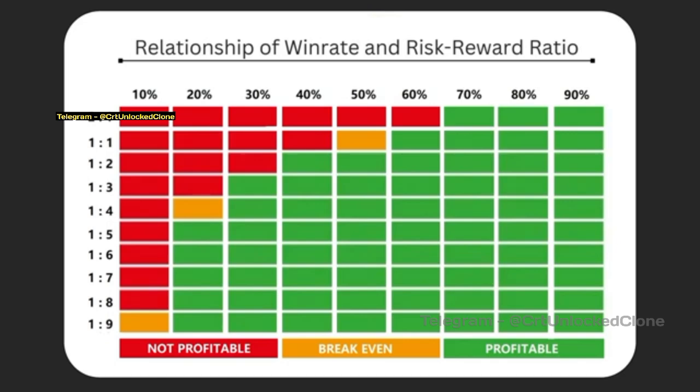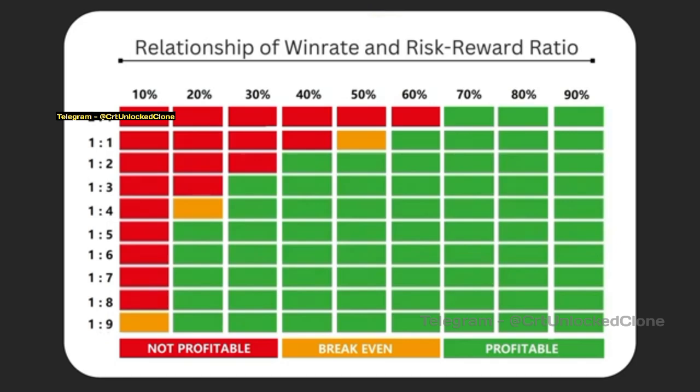For a 1 to 2 risk to reward ratio, you can see that you only need a minimum of 40% win rate to be profitable, right? Which is a good number. That means that you only need to win 40 trades out of 100 trades to be profitable, right? From this you can see that even when you have more losses than wins, you are still profitable because you are winning more on your winning trades than you are losing on your losing trades, right?